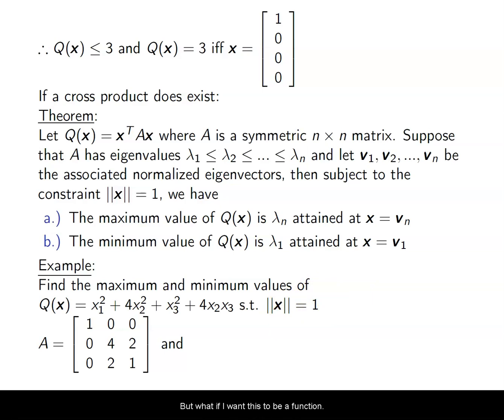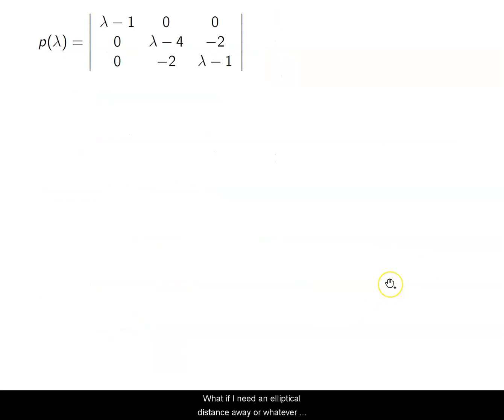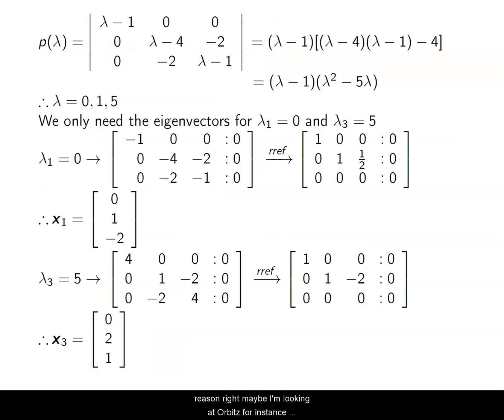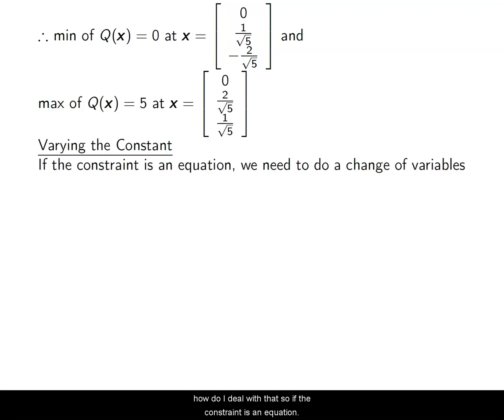But what if I want this to be a function, right? What if I want it subject to not a unit circle, but an ellipse? What if I need an elliptical distance away for whatever reason? Maybe I'm looking at orbits, for instance, okay? How do I deal with that, okay?